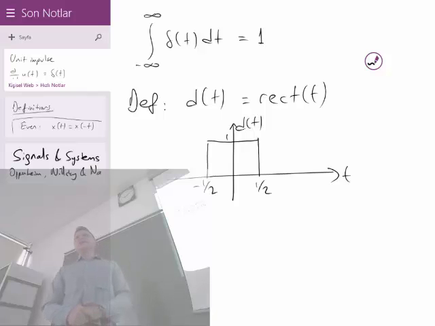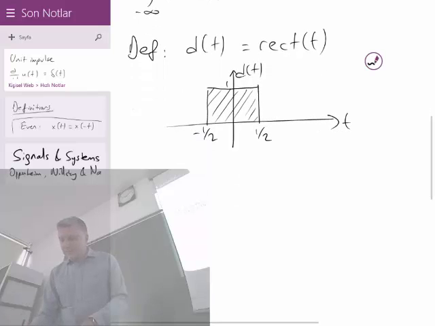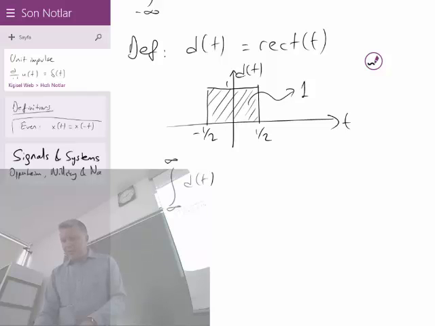This d of t has one common property with delta t. It shares one property. The area under it is also equal to 1. Okay? What's the area here? It's equal to 1. So the integral from minus infinity to infinity of d of t dt is equal to 1.